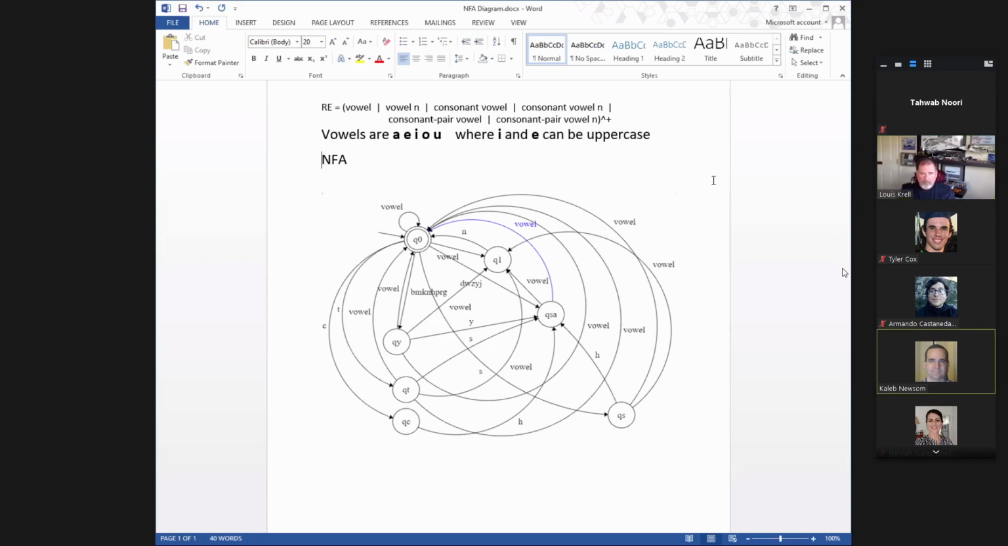It's Q0. Why? Because it's got two circles around it. Good. What does final state mean? It's the state that the word has to end up in order for it to be accepted by the machine. Cool. You used the right word, accepted.